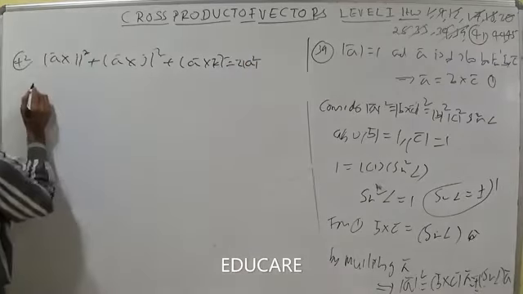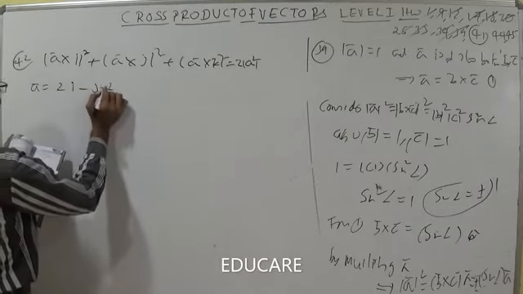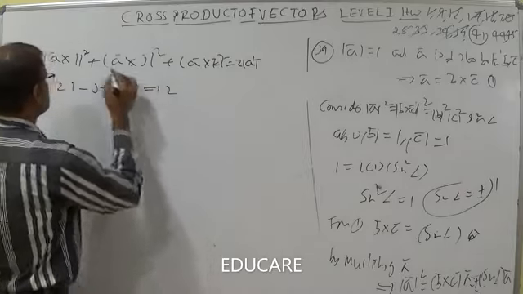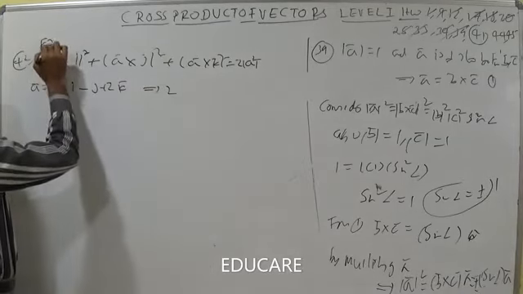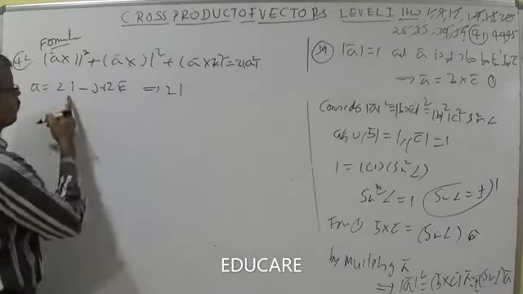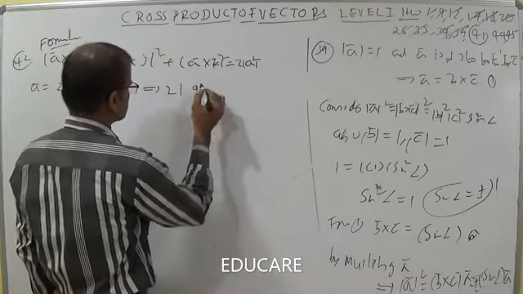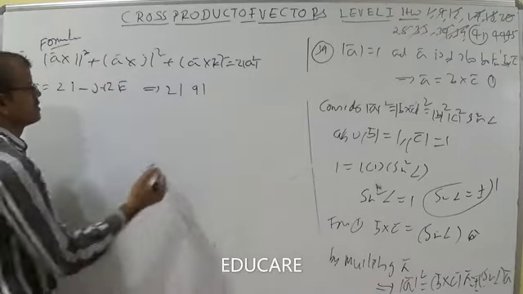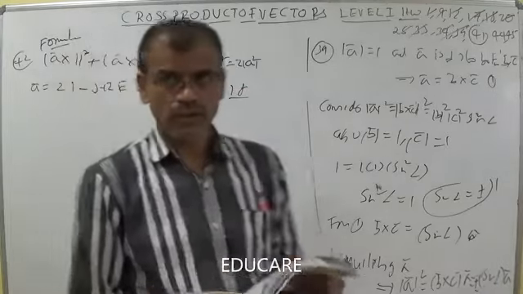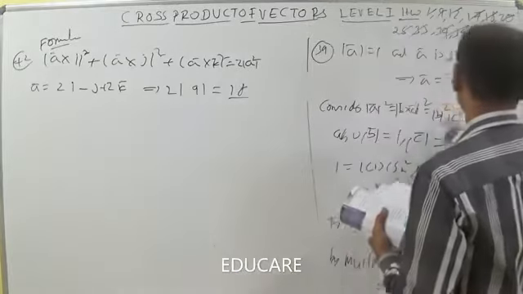So what is the value he has given here? A is equal to 2I minus J plus 2K. That implies 2 into mod A square, which is 4 plus 1 plus 4, 9. This is mod square, so 2 into 9 is equal to 18. Next, let us discuss the 44th question.